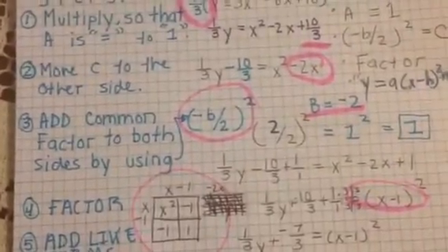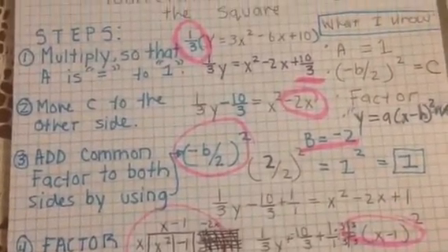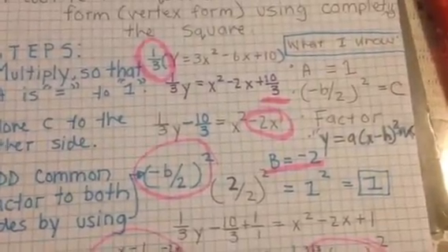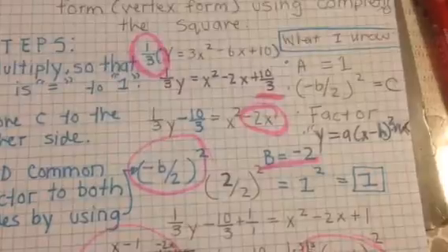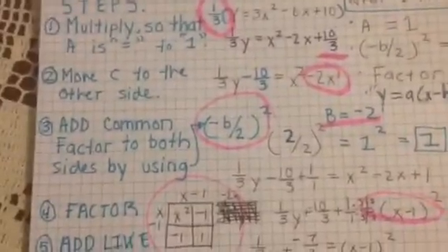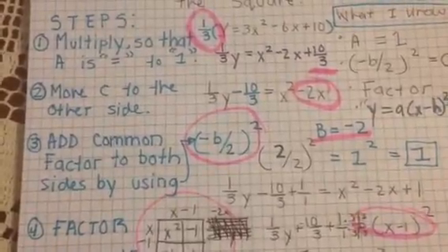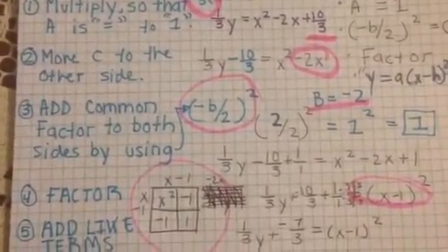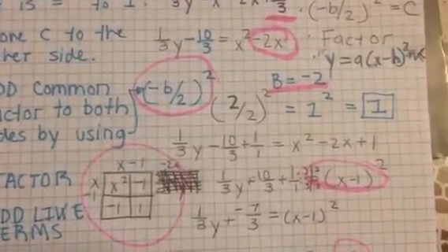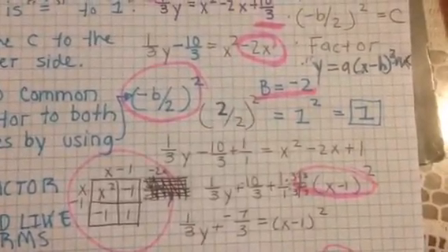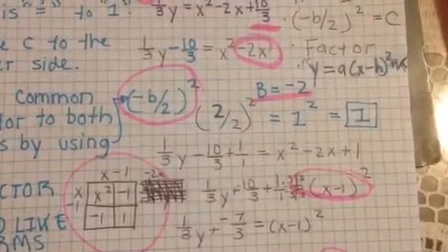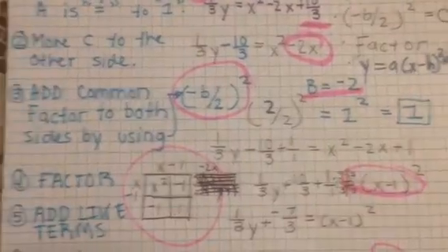My fourth step is to, I missed a step, sorry. I have to add the common factor to both sides, so I get 1 over 3 y minus 10 over 3 plus 1 equals x squared minus 2x plus 1. And my fourth step is to factor to find the perfect square, and in this situation I use the box method, and my perfect square was x minus 1, so I added that to my formula, and eventually got 1 over 3 y plus negative 10 over 3 plus 1 equals (x minus 1) squared.